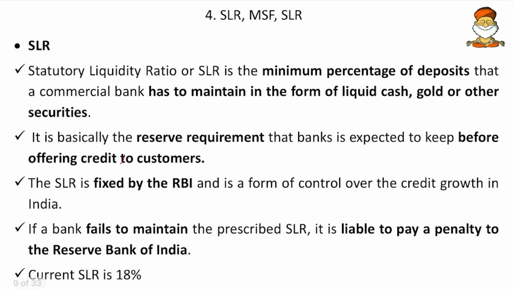Then come to next, the SLR. The statutory liquidity ratio is the minimum percentage of deposits that a commercial bank has to maintain in the form of liquid cash or gold or securities. So it is to maintain the liquidity. This is different from the reserve. Reserve is the safety for the bank, but here it is not the safety for the bank, it is the safety for the liquidity. So if there is a cash crunch, some liquid cash should be there, so that we can distribute it to the customers as early as possible.